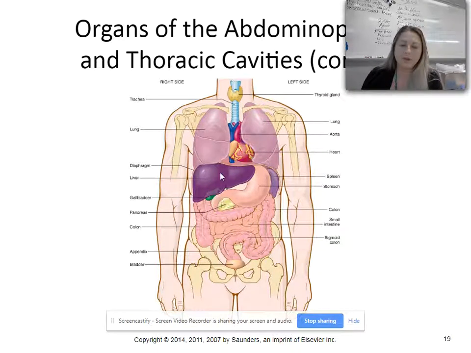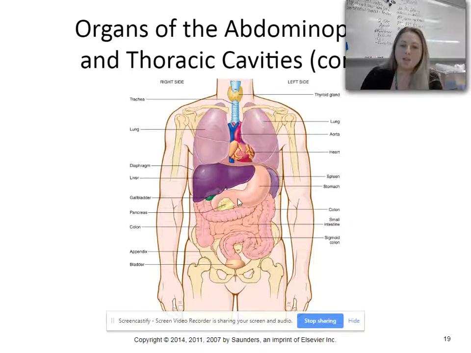Then we have the liver. The liver focuses on metabolites that are done to the blood. It filters your blood out. Okay, then you have your gallbladder. Your gallbladder houses bile, right, before it goes to the stomach. So bile is secreted by the liver and gets housed in the gallbladder until it gets released into your digestive tract. Then you have the pancreas.